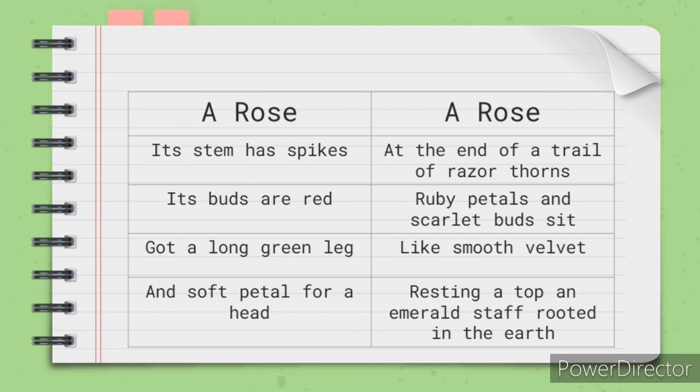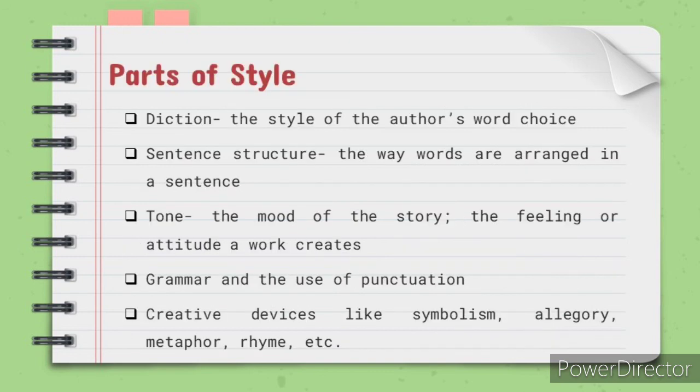The style of the first poem will be great for young readers, while the style of the second is definitely targeting an adult audience. That's because, as you can see, some of the language of the second poem will be difficult for young readers to understand. Parts of style.